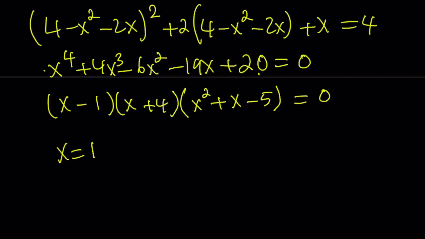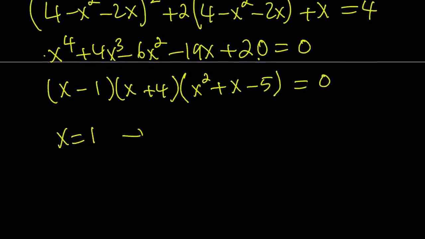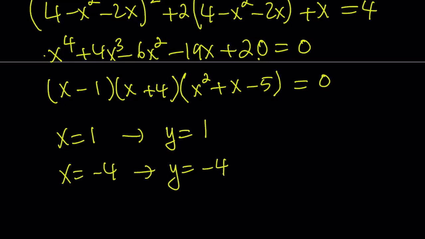X equals 1. Now, remember, we used the formula from the first one. We wrote y in terms of x. So if x is equal to 1, I can plug it in and find the y value. And y becomes 1 as well. Is that surprising? How about x equals -4? If you substitute it, you'll notice that y is also -4. So that kind of gives us the equal values.